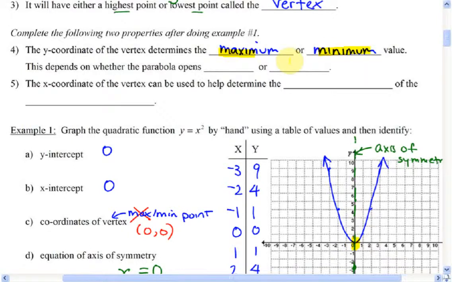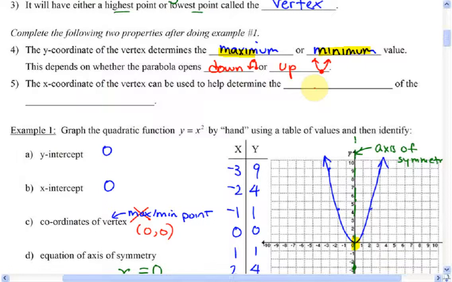Now, by the way, how do we know if it's a max? How do we know if it's a min? Well, it says this depends on whether the parabola opens the following way. If it opens down, okay, and I'll draw a picture like this, what do we get? A maximum, right? So down matches up with the maximum. If the parabola opens upward like this, what do we get? Well, that's the minimum. Okay, so make the connection. Maximum, the parabola must open downwards.